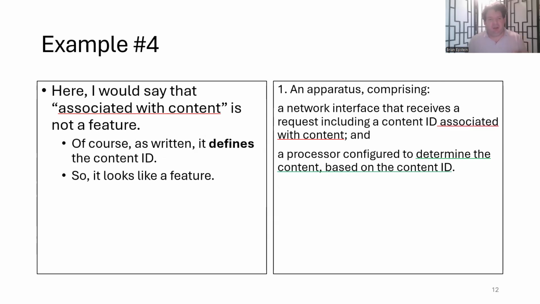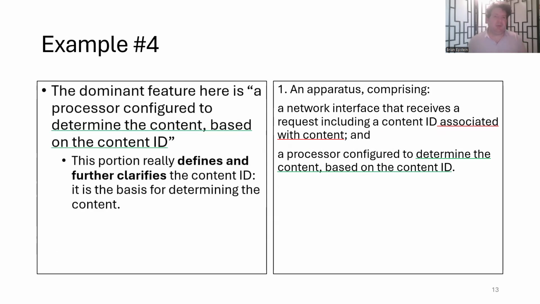All right, Yonban. This one, our feature is going to be associated with content on the right side. And I'm going to tell you that's not even a feature. Well, as written, it defines the content ID, right? It's a content ID associated with content. So this "associated with content" is supposed to be a feature of the content ID. Well, why not, right? It looks like a feature.